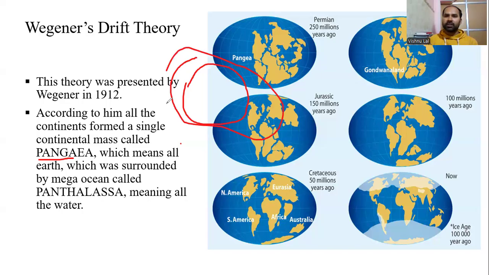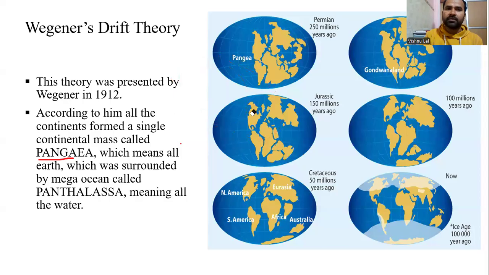So it means there was one single continental mass and one water body. The single continental mass was surrounded by the ocean. There was a mega ocean. The single continent he named Pangaea, and that one water body he named Panthalassa. So according to Wegener, there was only one continent and one ocean.